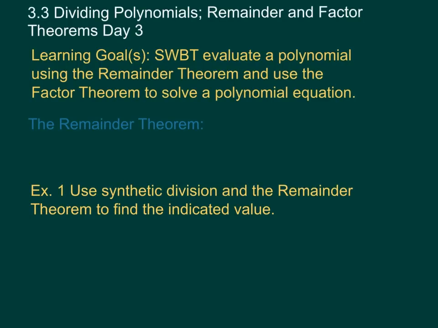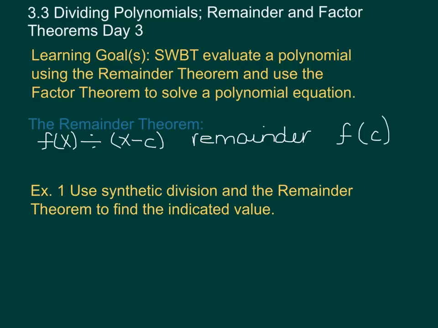According to the remainder theorem, if a polynomial is divided by x minus c, so let's say we have this polynomial and we divide it by x minus c, then the remainder is the same thing as f of c. That means if you plugged in that value, you'll get the remainder.